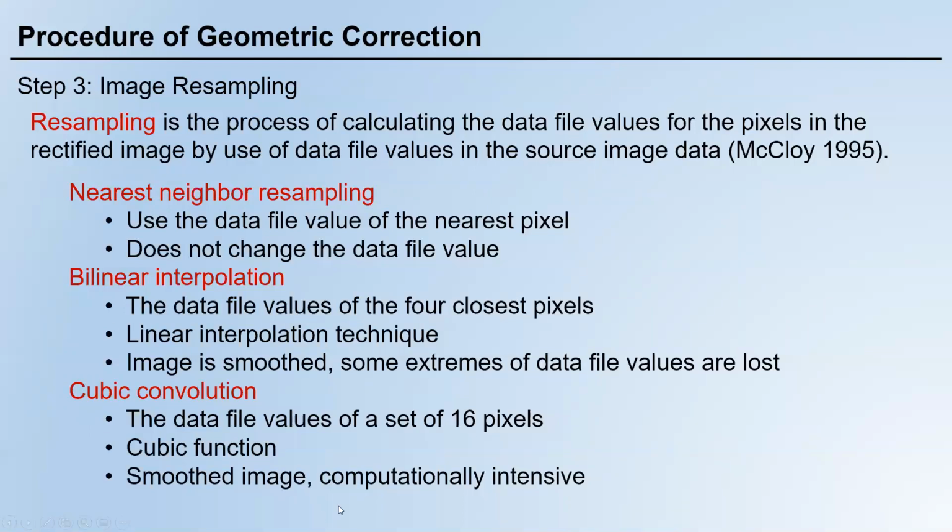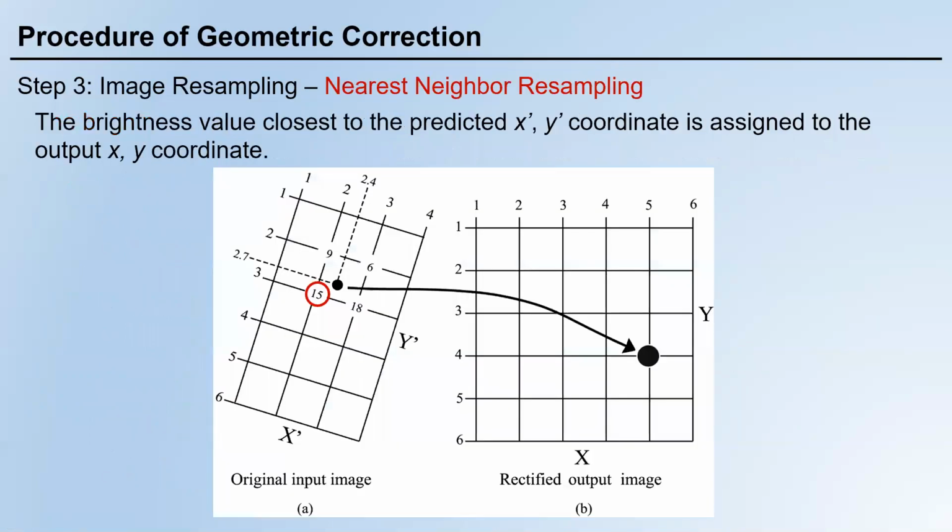Cubic convolution uses the data file values of a set of 16 pixels. This means that more neighbors are employed to calculate the value of the target pixel, compared to bilinear. For bilinear interpolation, it is 4 closest pixels, so more pixels are introduced here in cubic convolution.